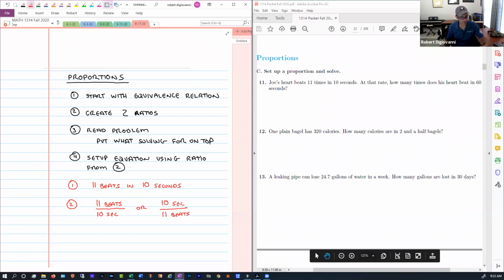Now, once we've done that, we want to make sure we read the problem and figure out what we're solving for. And whatever we're solving for, we want to put that on top. So what I mean by that is when you look at this, it says at this rate, how many times does his heart beat, right? That's what we want. And because we want that, we want to put that on top of a ratio.